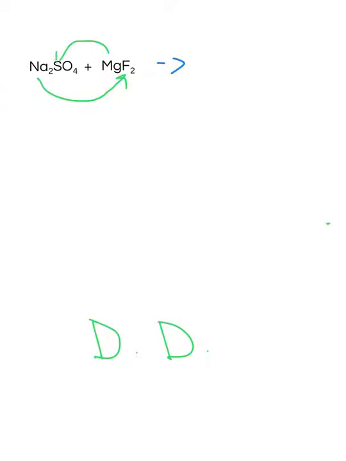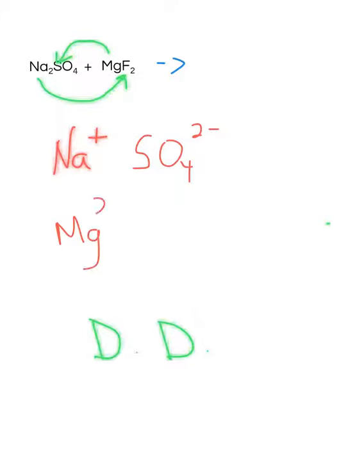So in order to make sure that I get the formulas written out correctly, though, I need to take a look at my crossover rule. So the first thing I'm going to do is break apart each of the elements in these compounds into their respective ions. So sodium has a +1 charge. Now sulfate, you have access to your polyatomic ion chart, and so when you check your polyatomic ion chart, you'll see that sulfate has the formula SO4 with a 2 negative charge. And then I look at magnesium, and magnesium has a 2+ charge as an ion, and fluorine has a -1 charge as an ion.